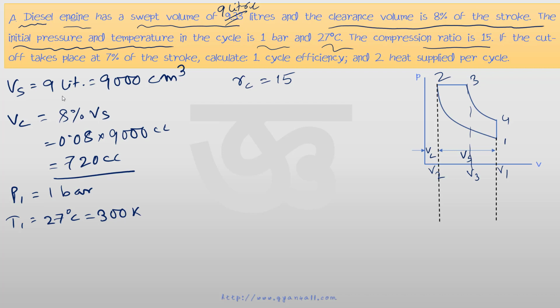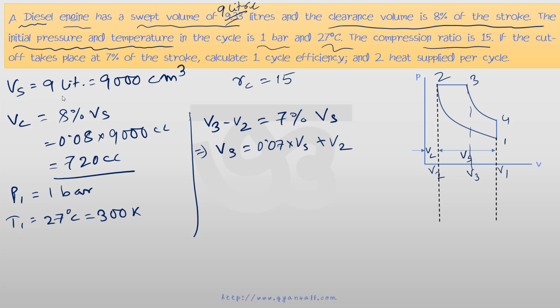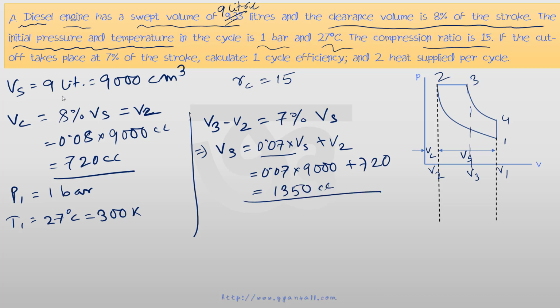And the cutoff takes place at 7% of the stroke. Right, V3 minus V2, this is the cutoff, is equal to 7% of the stroke, that means Vs. So V3 is equal to 0.07 into Vs plus V2. So Vs we know, and Vc is equal to V2. From the PV diagram you can see V2 equals Vc. So 0.07 multiplied by Vs, 9000, plus V2, 720, is equal to 1350 cc.